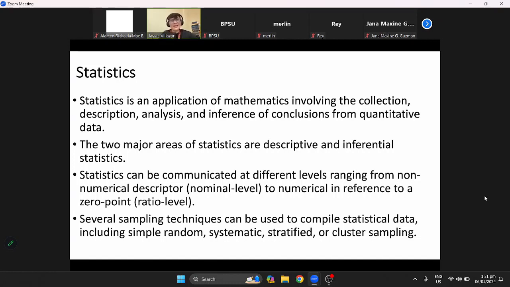Okay, so in statistics, we are able to gather information, involving the collection, and at the same time we can describe and analyze that, and right after that, we can have our inference or conclusion. Let's say for example, in college or in university, di ba, your grade is 1.25, 1.5, 1.75, and so on and so forth.